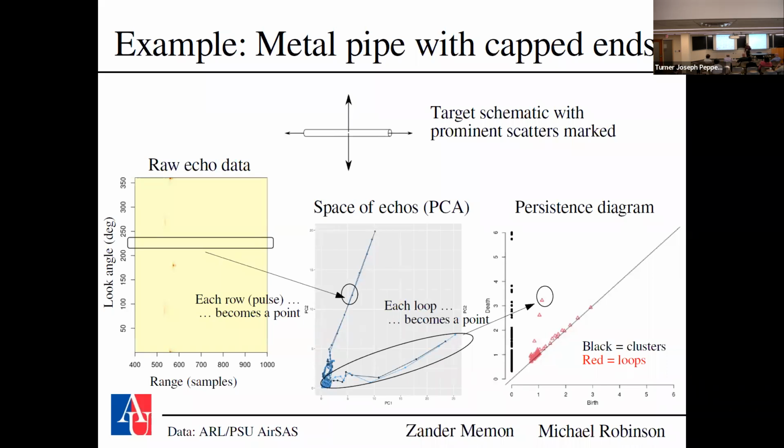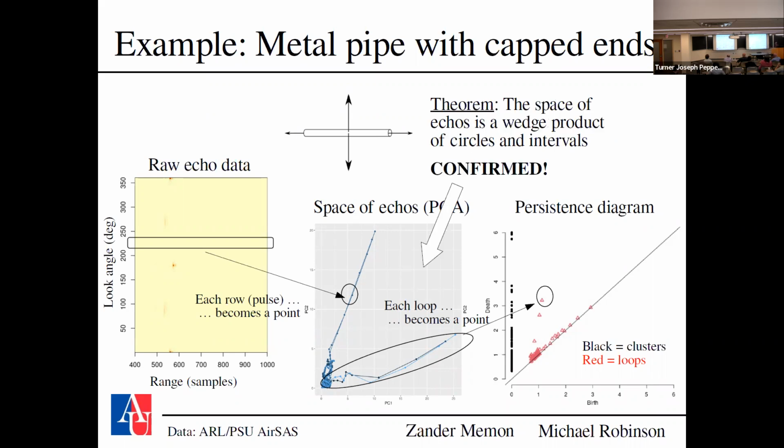I could have used something fancier than principal components analysis, but principal components analysis has the merit of being easy to interpret. Okay, and certainly quite sufficient. So each point here is a pulse. Each loop in the principal components analysis plot becomes a point in the persistence diagram, which is computed using persistent homology. So there's a lot of data compression when you go from the left to the right. You started out with pulses and you end up looking at loops in the space of pulses on the right.